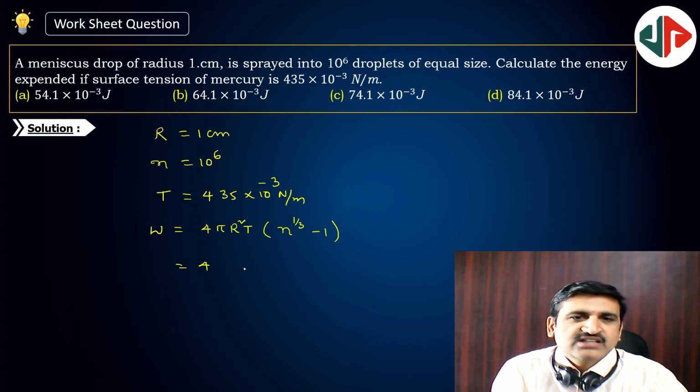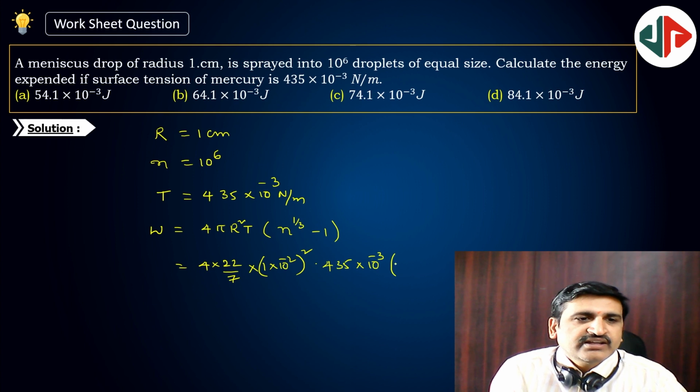4, answer is not in pies. So 22 by 7 into r value 1 into 10 to the power of minus 2 square into surface tension 435 into 10 to the power of minus 3 into number of droplets 10 power 6 power 1 by 3 minus 1.